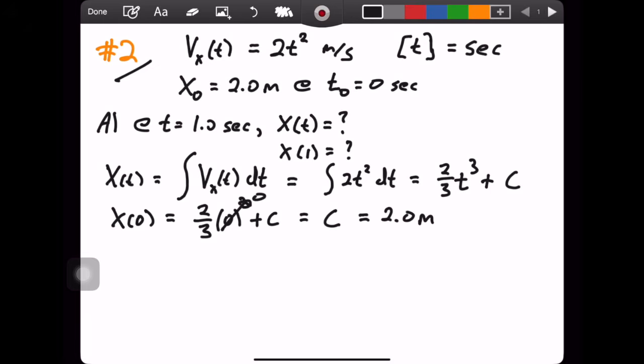So now we know what our constant is, and so we can say more specifically, I'll change the color here, we can say that our x of t is equal to 2/3 t cubed plus 2. That is our x as a function of time.